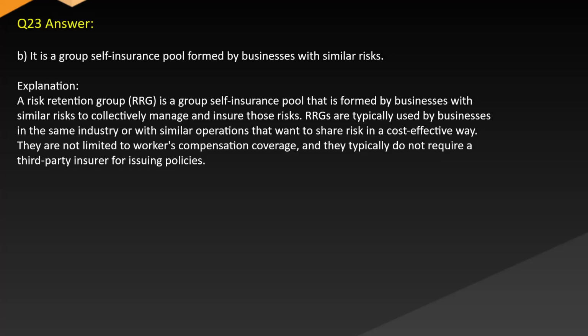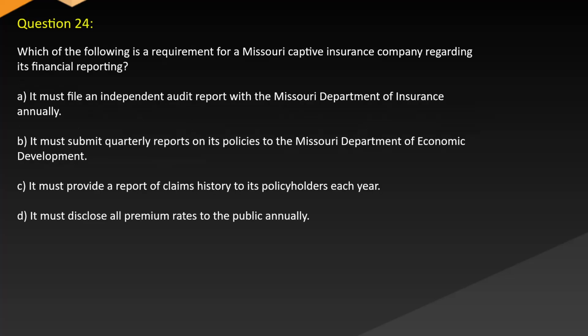Answer: B. It is a group self-insurance pool formed by businesses with similar risks. Explanation: A risk retention group, or RRG, is a group self-insurance pool that is formed by businesses with similar risks to collectively manage and insure those risks. RRGs are typically used by businesses in the same industry or with similar operations that want to share risk in a cost-effective way. They are not limited to workers' compensation coverage, and they typically do not require a third-party insurer for issuing policies.